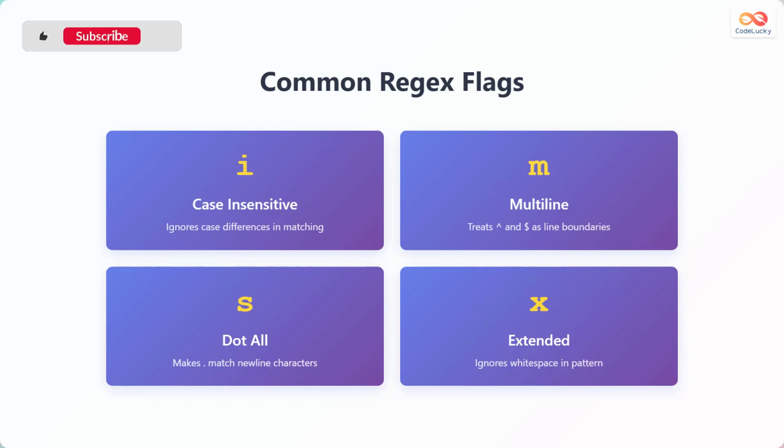Regular expression flags modify the behavior of the pattern matching. Let us see some common flags. The I flag makes the search case insensitive, meaning it will match both uppercase and lowercase letters. The M flag enables multiline mode, which treats the start and end characters, that is the caret and dollar symbols, as the beginning or end of each line within the string, rather than the beginning or end of the entire string. The S flag, known as dotAll, allows the dot character to match new line characters as well. Finally, the X flag enables extended mode, which ignores white space and comments within the regular expression pattern itself.